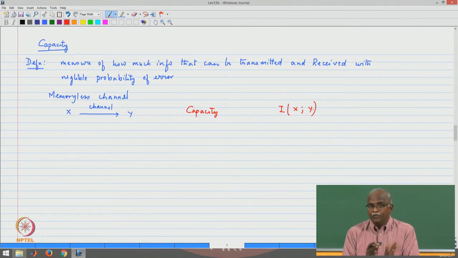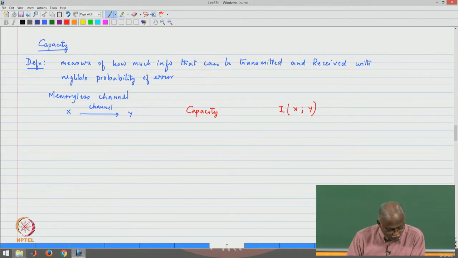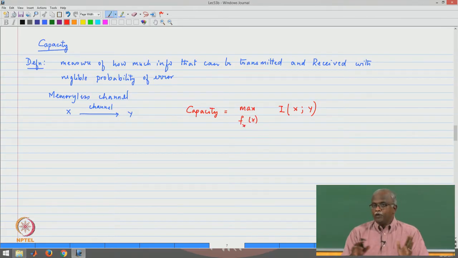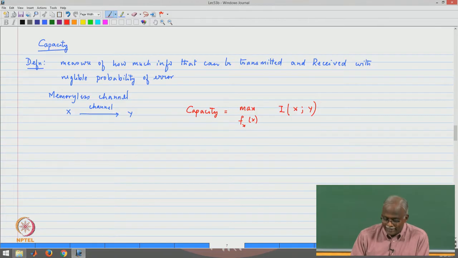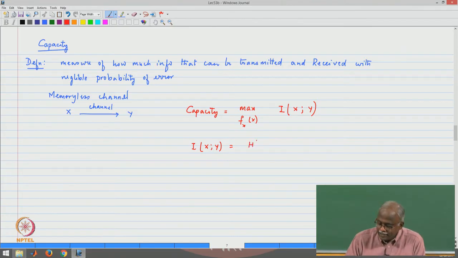So, that is the information that can be transmitted through the channel, and this is maximized over all possible probability distributions of X. So, over all possible distributions of X, what is the maximum mutual information that we can achieve, and that is what we understand as the capacity of a memoryless channel. So, in other words, mutual information between X and Y can also be written in the context of the entropy, where we write it as the entropy of the output, H of Y.